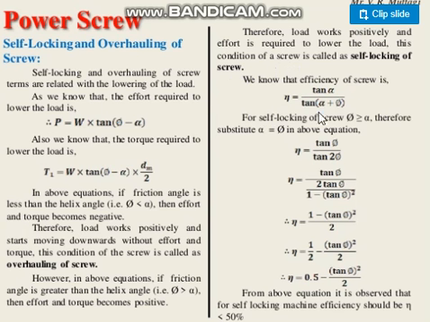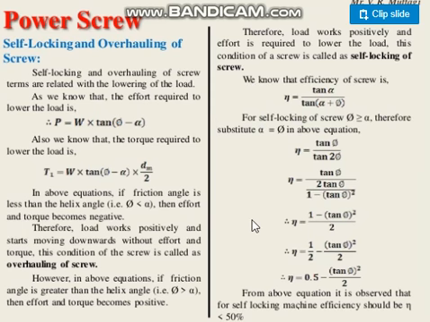So this is the efficiency formula. Efficiency eta is equal to tan alpha upon tan of alpha plus phi. Now sometimes a question is asked in the exams: prove that for a self-locking screw, this efficiency is always less than 50%. You prove, that is the question. Now this is the answer.